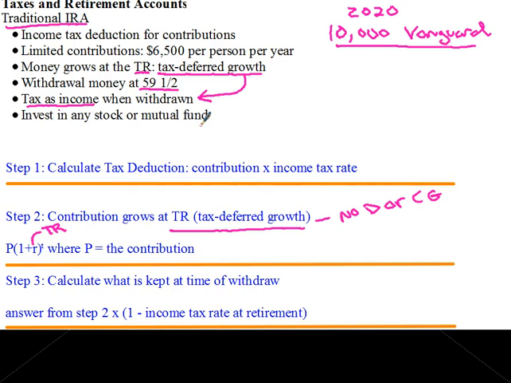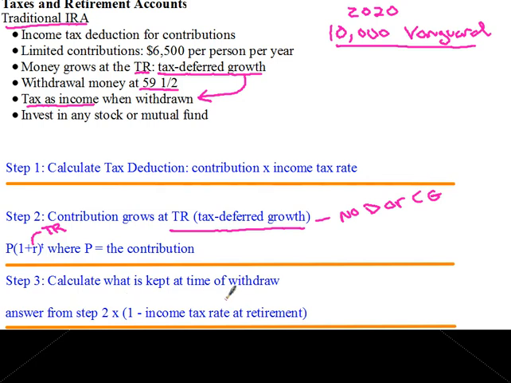So we want to look at a math example of this. To do that, we have to look at our 3 steps down here. We're going to do 3 things. We're going to calculate the amount of our tax deduction. We're going to look at how your contributions grow over time at the full total return, tax deferred growth, no dividends or capital gains taxes to pay. We'll use our formula, P times 1 plus R to the T, to do that. And then finally, we'll calculate how much we actually get to keep.